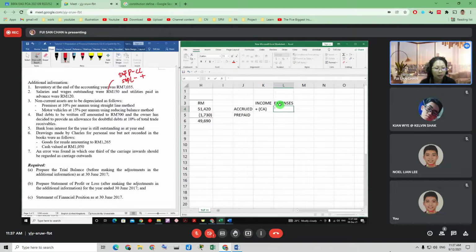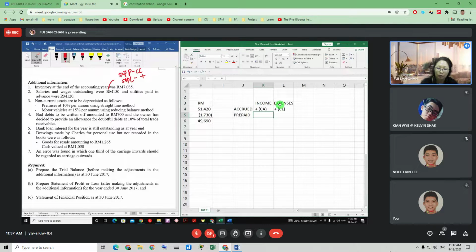Already incurred but haven't paid. Is it our current year expenses? Yes, right? Okay, so meaning we also have to add back, and this is our current liability. Yes, current liability.